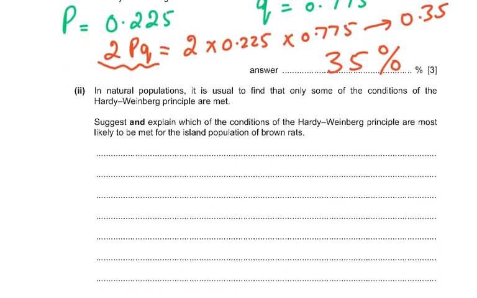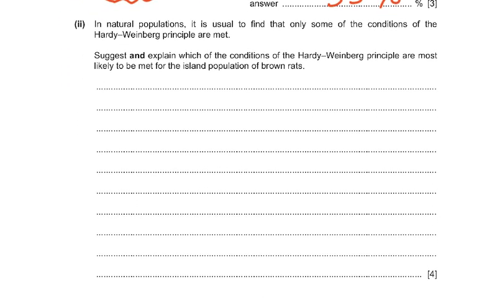Now in natural populations, it is usual to find that only some of the conditions of the Hardy-Weinberg principle are met. Suggest and explain which of the conditions of the Hardy-Weinberg principle are most likely to be met for the island population of brown rats. Remember, there is no migration. There is no flow of alleles or genes out of the population or into the population. So no immigration or emigration.